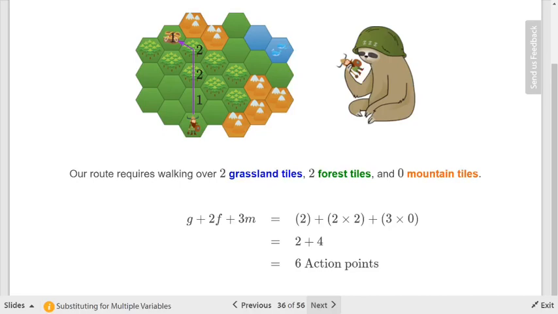Yes? How did you get the 3 in front of the M? Remember that each one of them cost a certain number of action points. Oh, okay. So every one mountain costs 3 points. Oh, okay. So that's where the original formula comes from. And then 2 for the forest tiles.